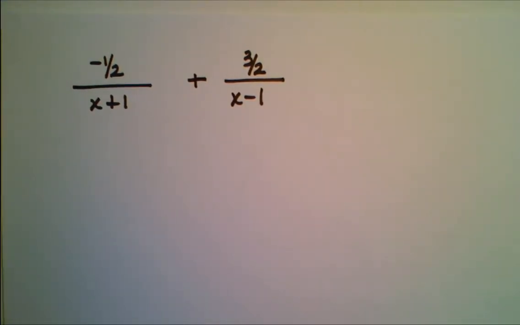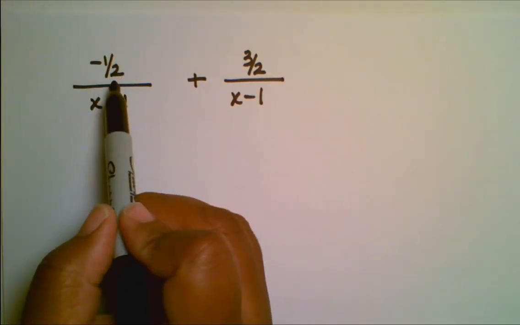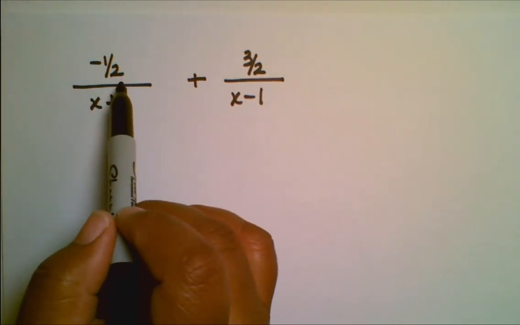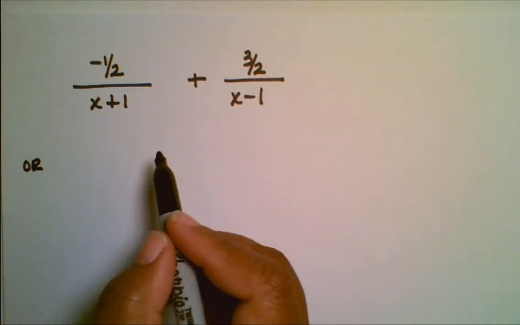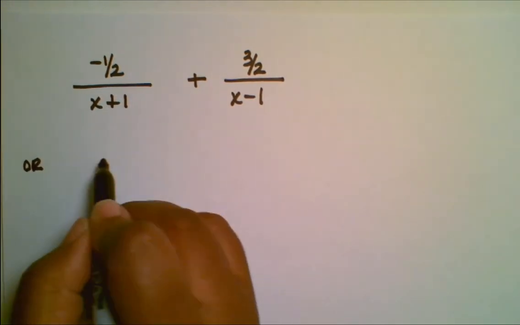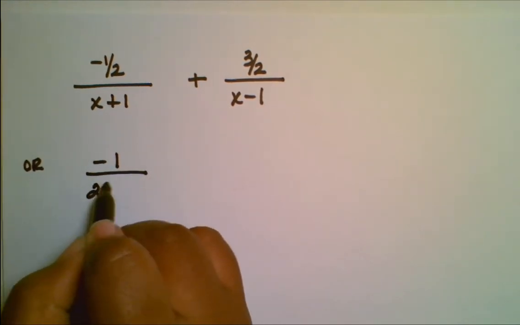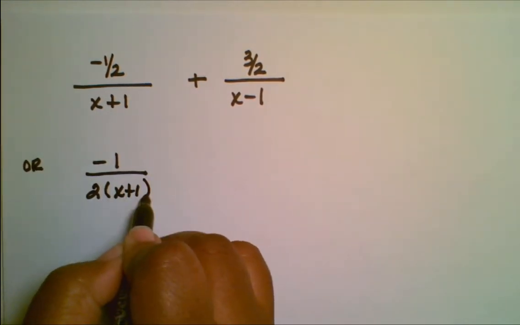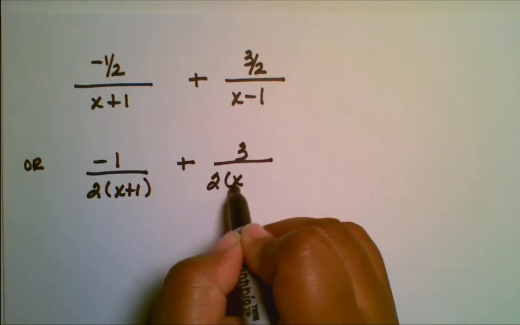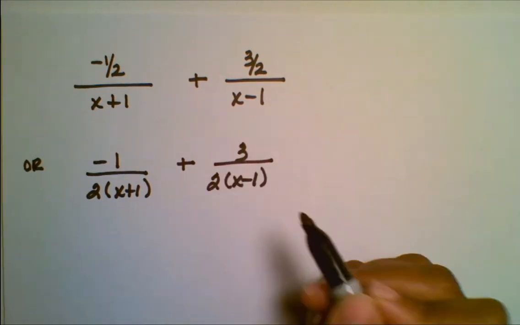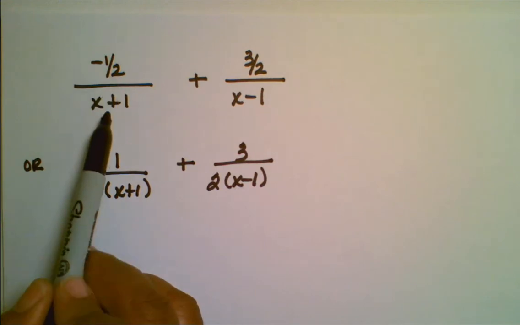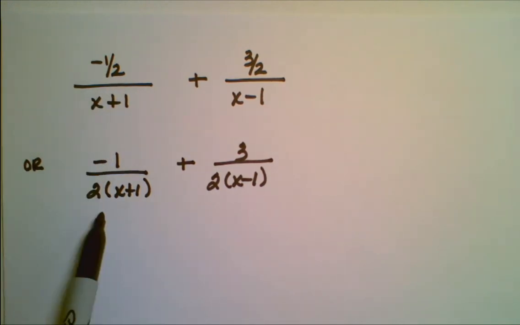Now we can rewrite this, because I really don't want to leave this as a complex fraction in a sense. You can write this as -1 over 2 times (x + 1), plus 3 over 2 times (x - 1). We can write it as such because what you're saying here is you're taking the negative 1/2 and multiplying it by the 1 over x plus 1.